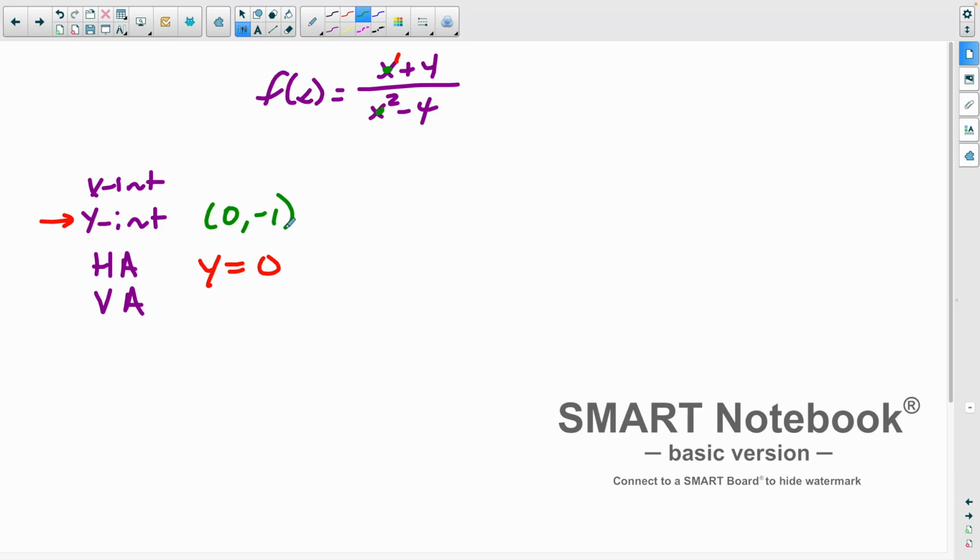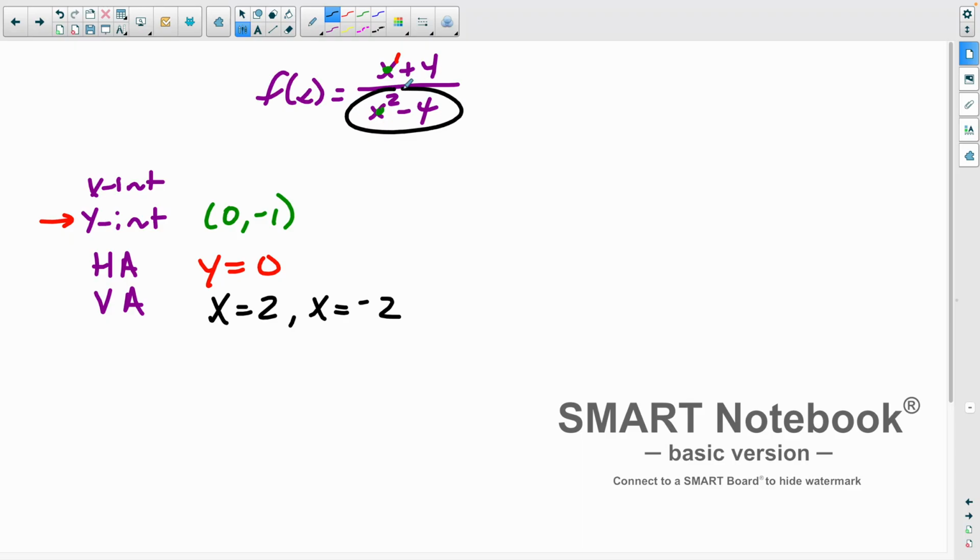Vertical asymptotes. X equals 2. Okay? You're half right. There's 2 of them here. There's 2 vertical asymptotes here. Now, what do you mean? What's going on? Where do my vertical asymptotes come from? When is the denominator equal to 0?